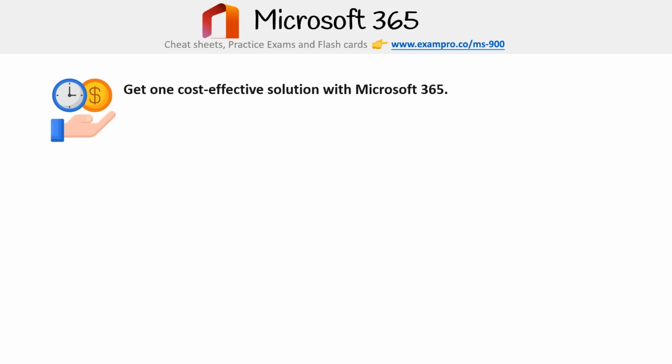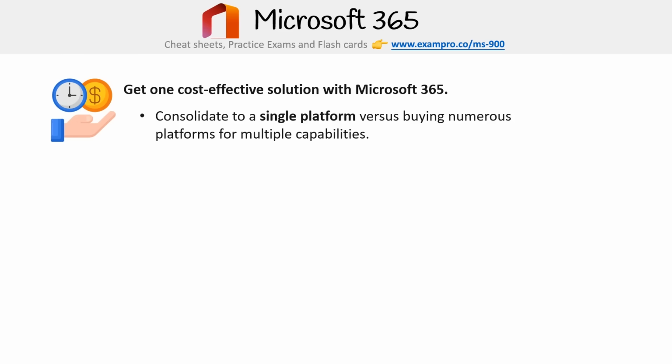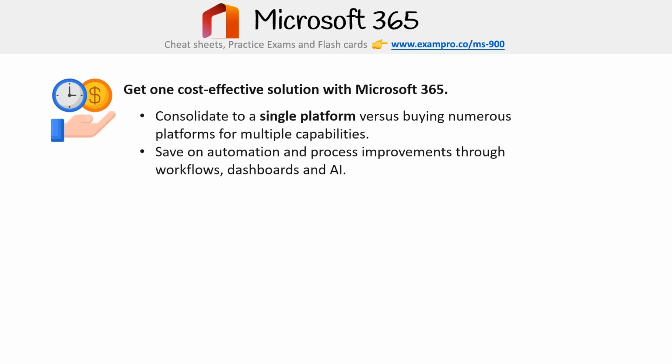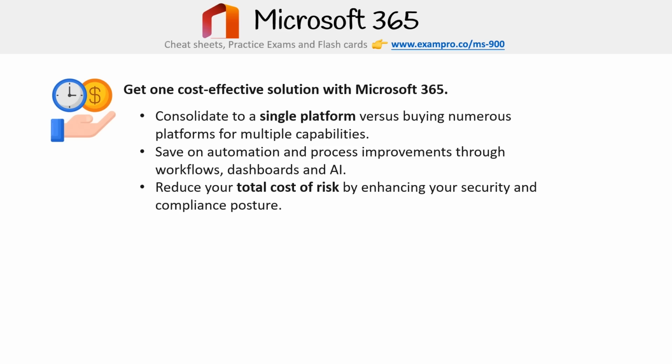Moving on to the cost-effectiveness and efficiency factors. So, you get one cost-effective solution with Microsoft 365. You consolidate into a single platform versus buying numerous platforms for multiple capabilities. You save on automation and process improvements through workflows, dashboards, and AI. It reduces your total cost of risk by enhancing your security and compliance posture.